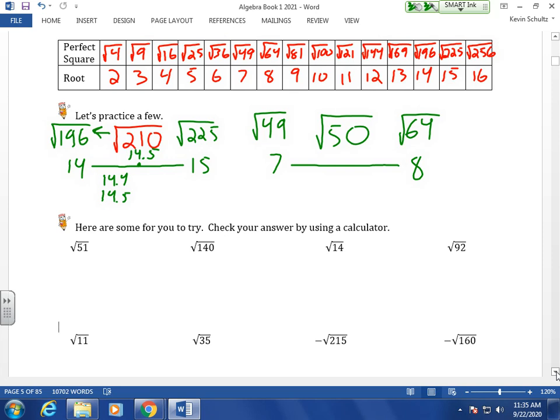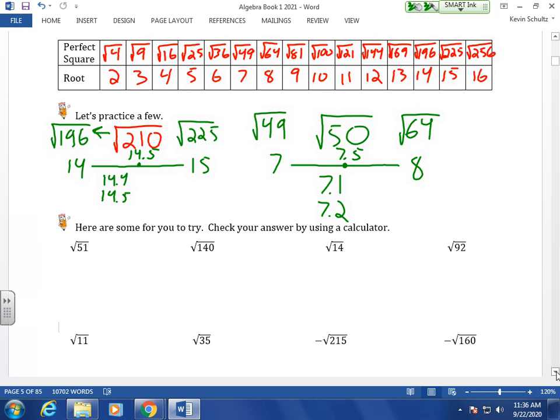In the middle would be 7.5, and this one is a little more obvious than the last one. Is 50 closer to 49 or 64? It's closer to 49, okay? So your estimation for this would probably be 7.1, right? It is an estimation, so if you put 7.2, just to be different, that'd be okay, right? But it is 7.1.